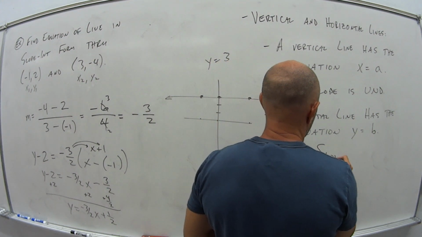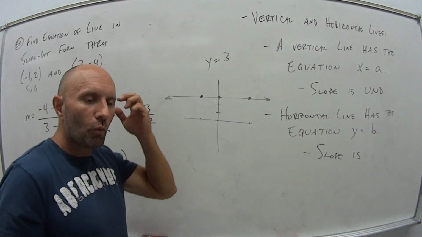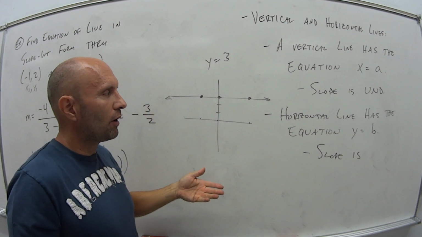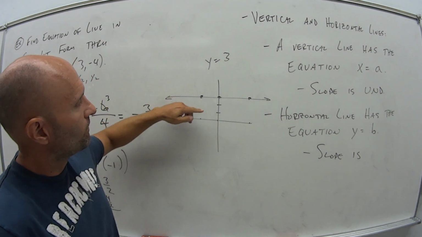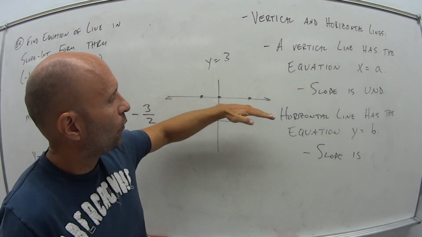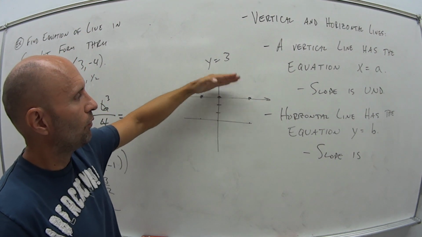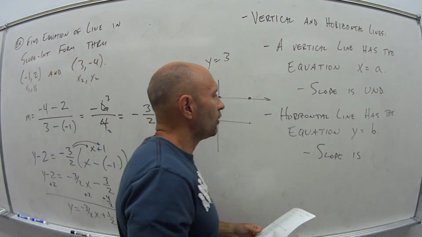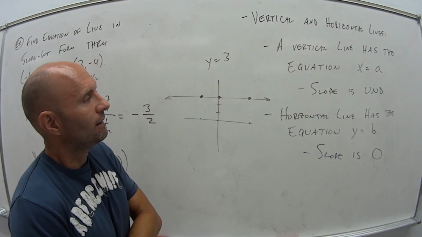The slope is what? So remember, what is slope? Rise over run, or change in y over change in x. So when I move left or right, how much does the line go up or down? It goes up 0. So my slope for a horizontal line is 0.